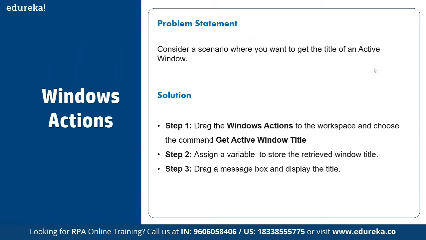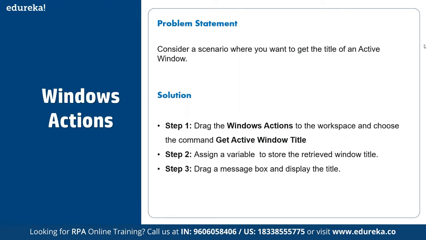Now the solution is going to drag the Windows actions to the workspace and then use the command Get After Window Title. So when we assign the variable to store it, we are going to make use of this message box and display the title as well. So before we work on these different examples, let me showcase how we can install Automation Anywhere.